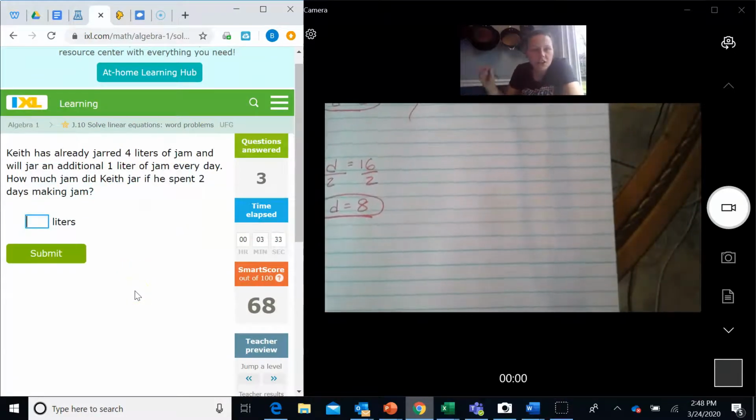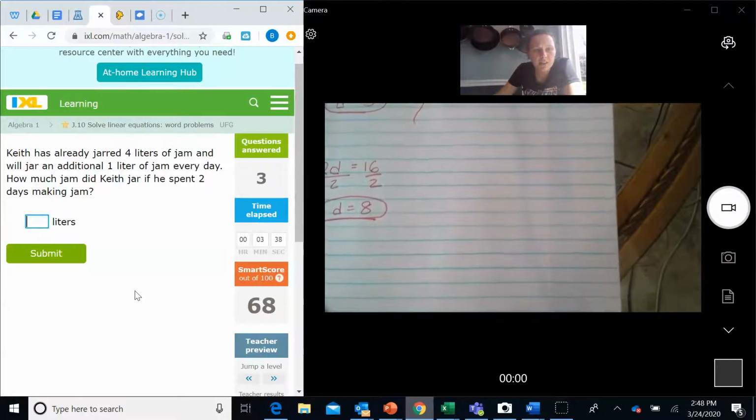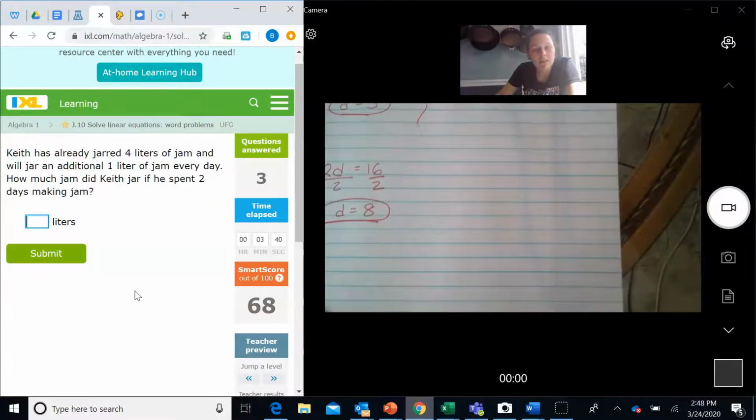Keith has already jarred up 4 liters of jam and will jar an additional 1 liter of jam per day. How much jam did Keith jar if he spent 2 days making jam?